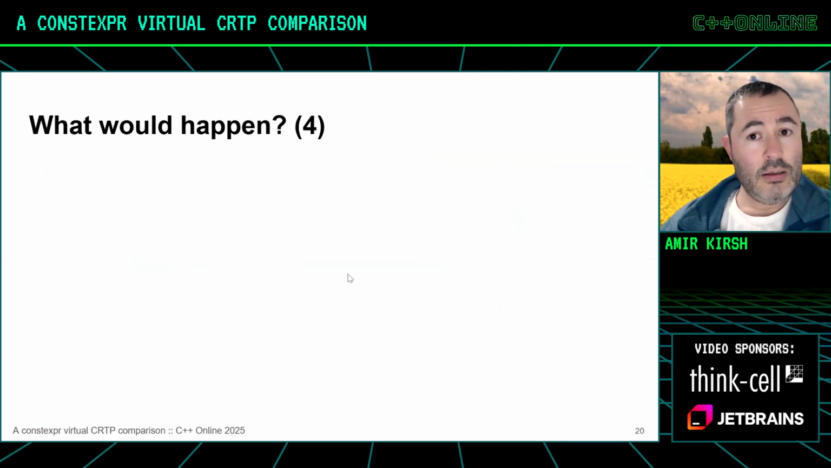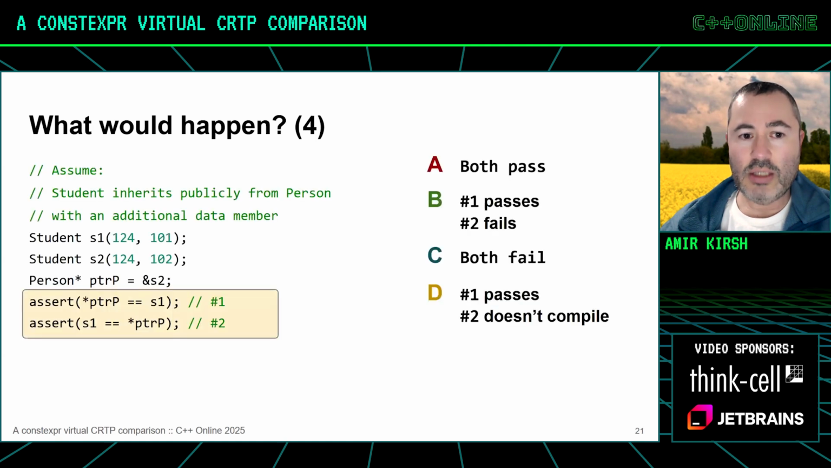Okay. This would be the last one before we dive into how to maybe improve things. The last one is quite a similar scenario of student and person, but we now have two students, student S1 and student S2. And we point to a student with a pointer to a person. So PTRP is a pointer to a person. And now we want to assert. A static assert wouldn't work here, even if those two students are constexpr, because the compiler says, oh, it's a pointer, I don't know how to do that at compile time.